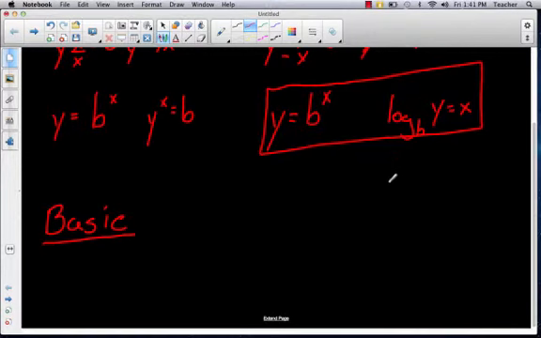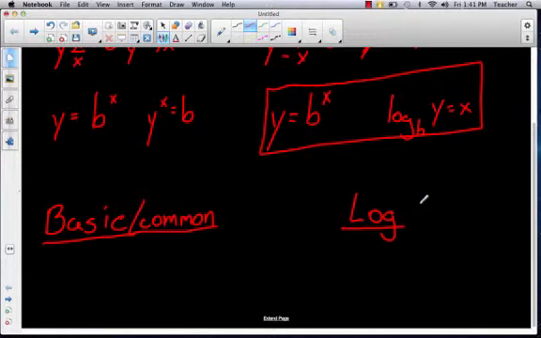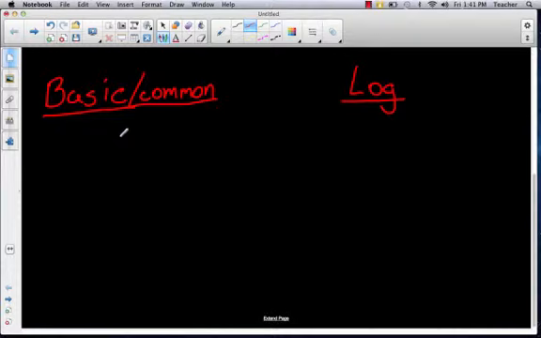And then there's just good old regular logarithms. Now, don't get this confused. Basic or common log is the button on your calculator. Regular log with different bases is not on your calculator. So just make sure you remember that. It's extremely important. Now, what is basic or common log? Basic log is log base 10.